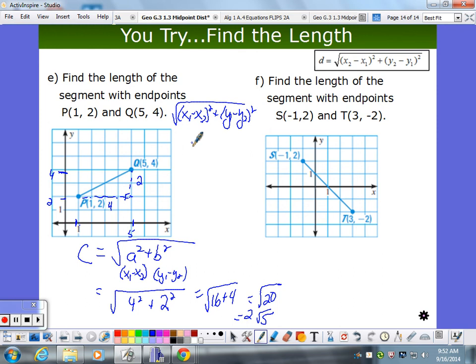Why doesn't it matter which way? Squaring it. So what happens is, let's say that was a 1 and that was a 3. So if I did x2 minus x1, I'd get 2 squared. If I did this way, I'd get negative 2 squared. So it does not matter which way you subtract them, because you're squaring that number, it's always going to be a positive. Great point. Try the other one. Let's just make sure we're okay.